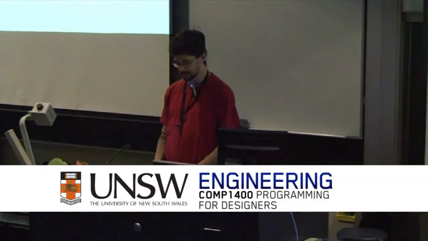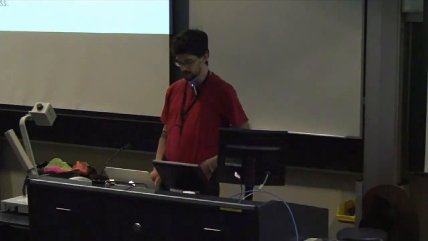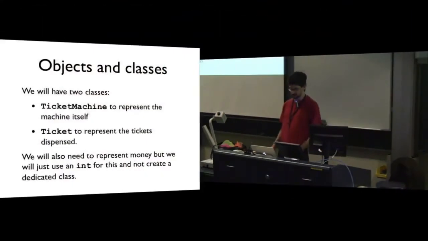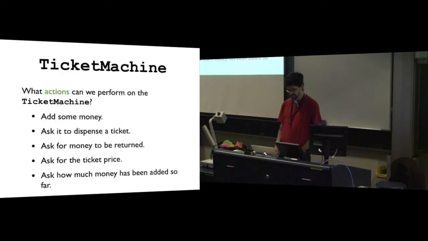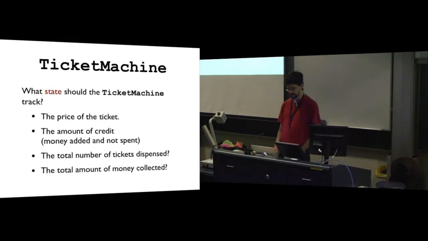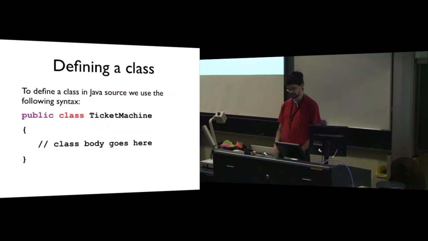Woohoo! And our design was we were going to have two classes, and we're not actually going to get around to finishing those two classes, but we would have had two classes in this had we gotten to completion. We were choosing meaningful names for them, and their class names start with a capital letter and they're nouns. We had a bunch of actions for our ticket machine, which are going to become our methods, and we had a state for our ticket machine, which becomes our fields. We did the same for tickets.